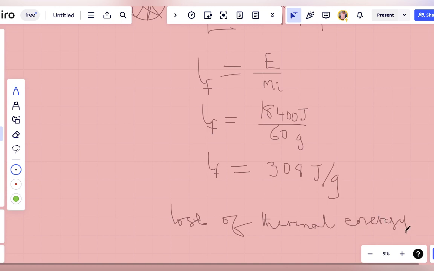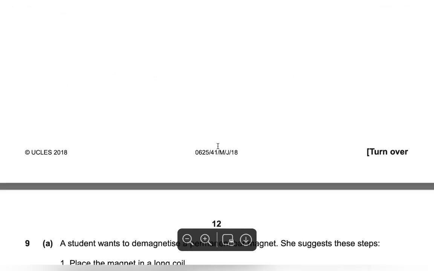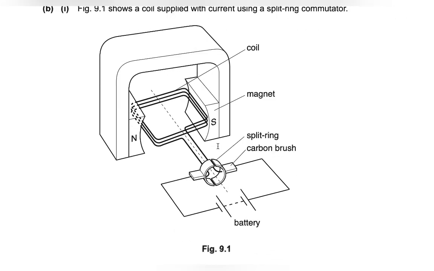Now let's see. We've done the first part. Let's see if we still have more for this question. Question 9.